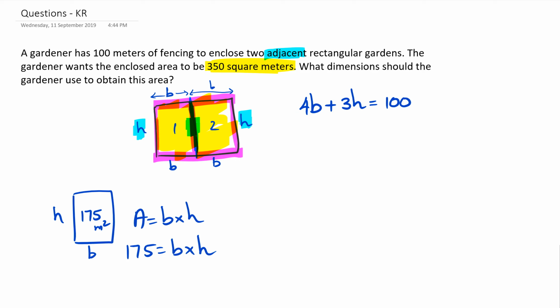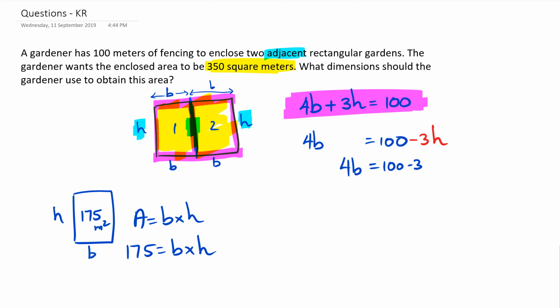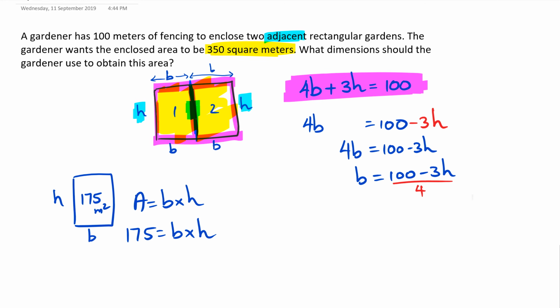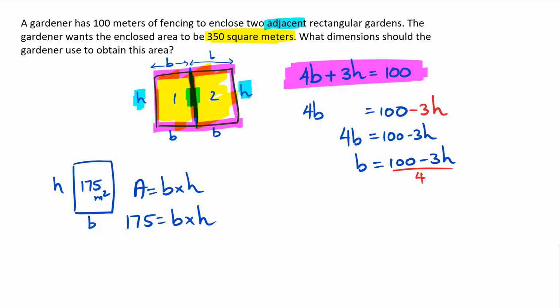Now I need to go back to my fence equation, the pink one. I need to write H in terms of B, or B in terms of H. It doesn't really matter, you can do either, but I'm going to do B. So 4B equals 100 take away 3H, which means B is equal to 100 minus 3H, divided by 4.